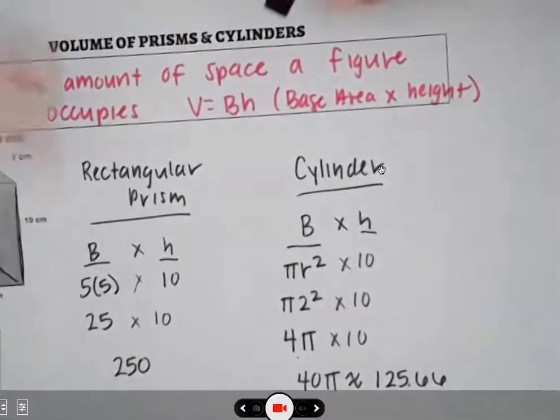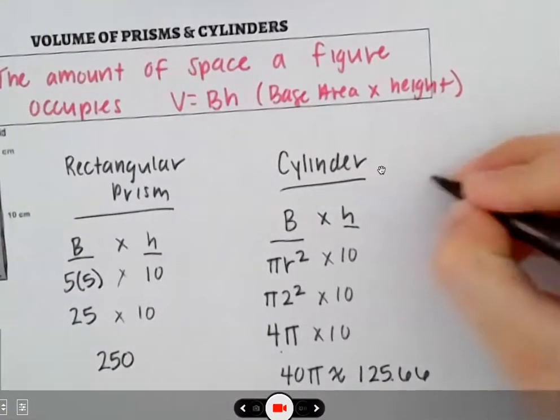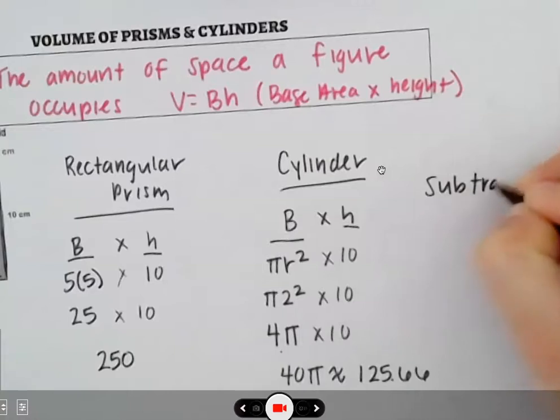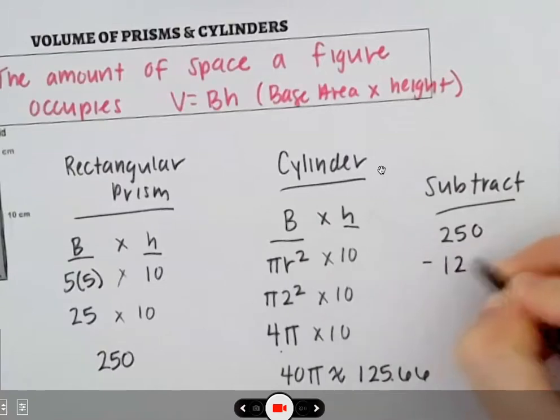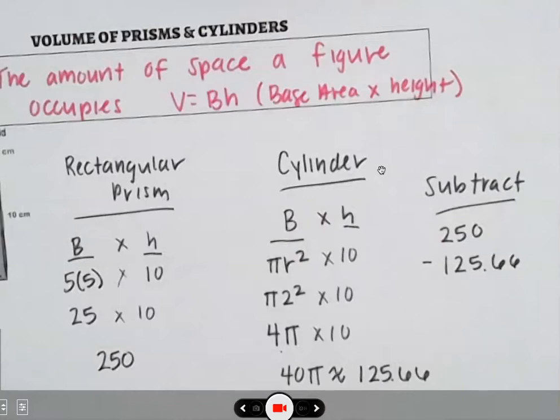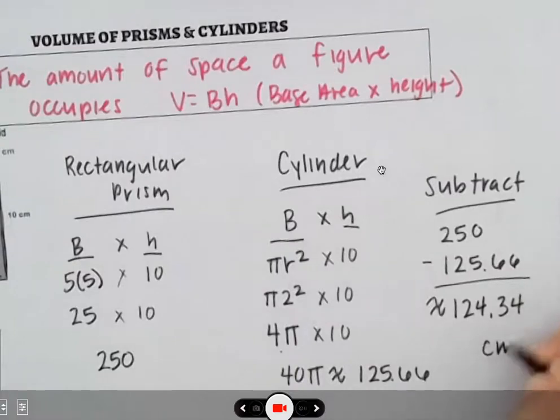So remember, that cylinder inside that prism, it's hollowing it out, right? So now we have to subtract. If we subtract our two volumes, we're going to have 250 minus 125.66, and we are going to get approximately 124.34 centimeters. Now here's the only thing different. Volume, since we have 3 dimensions, it's 3-dimensional, it's cubes. Cubic centimeters.